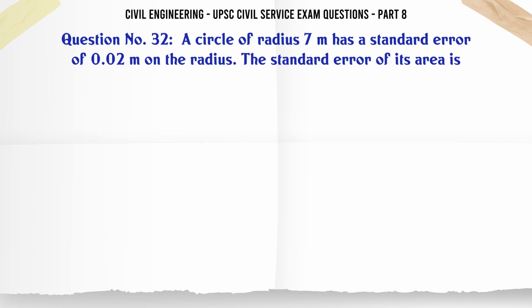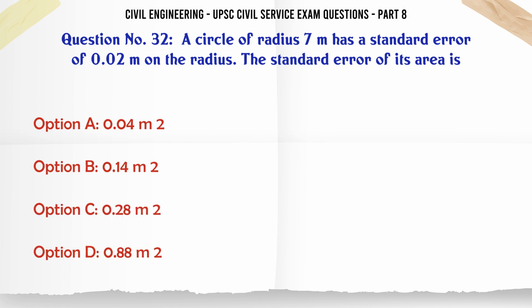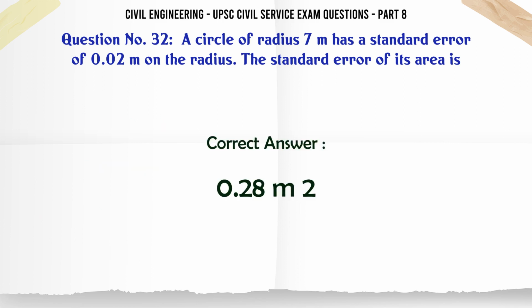A circle of radius 7 m has a standard error of 0.02 m on the radius. The standard error of its area is A. 0.04 m2, B. 0.14 m2, C. 0.28 m2, D. 0.88 m2. The correct answer is 0.28 m2.